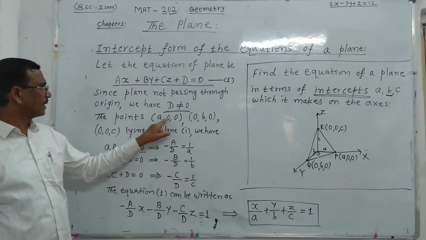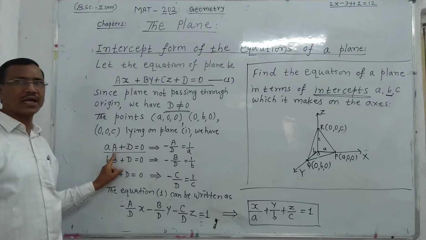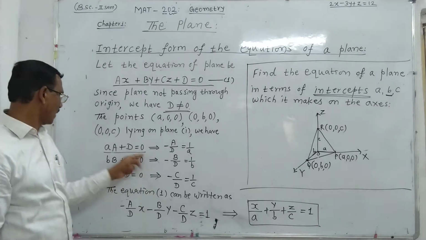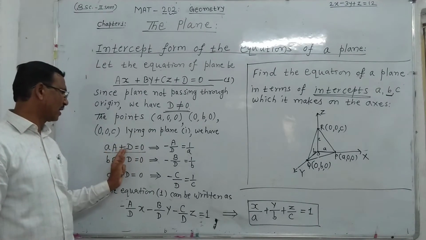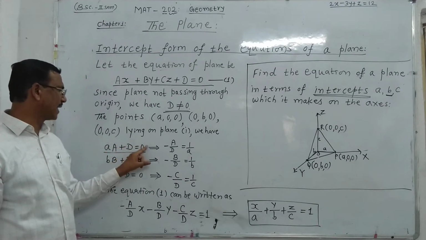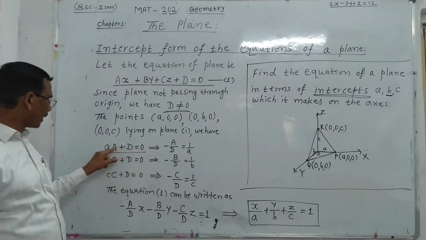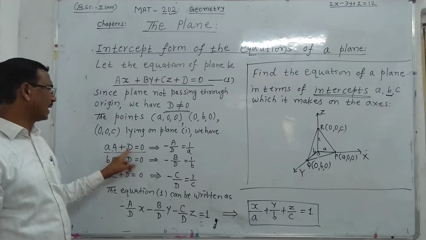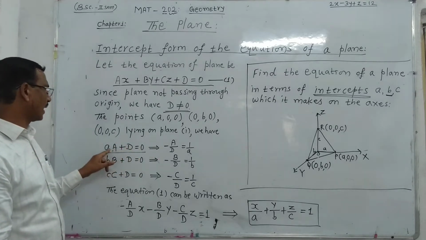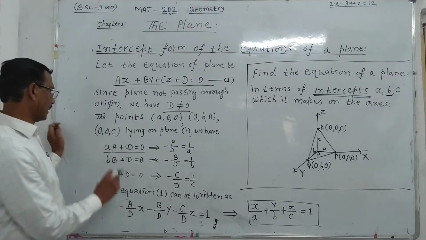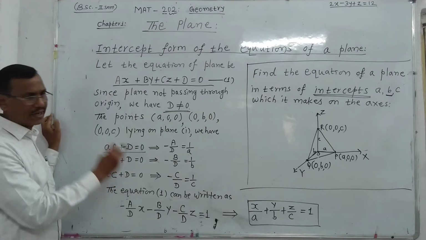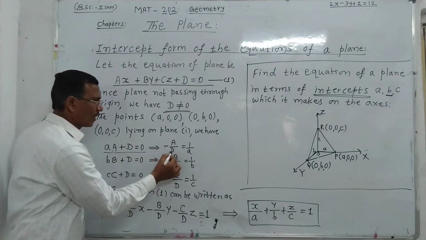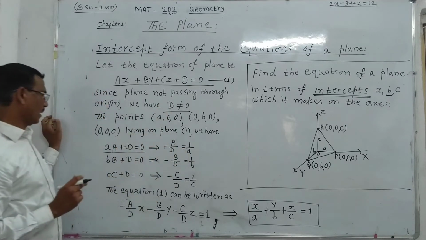Okay, after putting (a, 0, 0) in equation 1, you will get the equation small a into capital A plus d equal to 0. Simplifying this, transfer d to the right side, it will become minus d, and then divide by a. Then dividing by d, as d is not equal to 0, you can write minus A upon d is equal to 1 upon a.